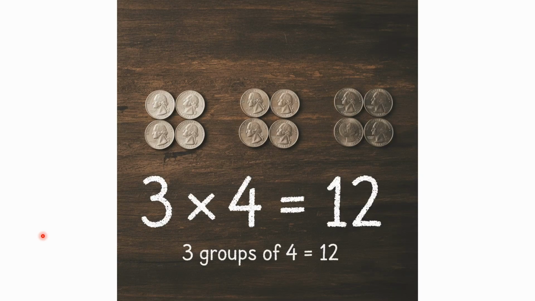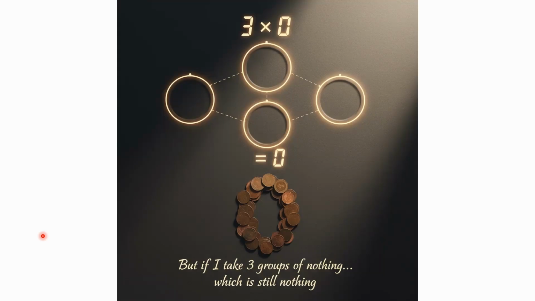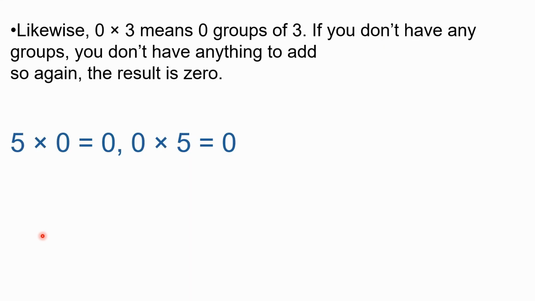For example, think of multiplication as repeated addition. 3 times 4 means three groups of 4, which equals 12. But if I take 3 times 0, that means three groups of nothing, which is still nothing. All right, so likewise, 0 times 3 means 0 groups of 3. So if you don't have any groups, you don't have anything to add. So again, that result is 0.